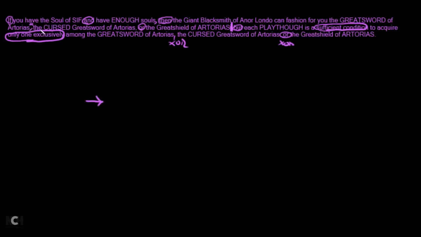What's on the left side of the arrow? You've got the soul of Sif and enough souls, comma. So here's what's on the left side of the arrow: the soul of Sif and enough souls. That's on the left side of the arrow. If you got that, then what's on the right side of the arrow?